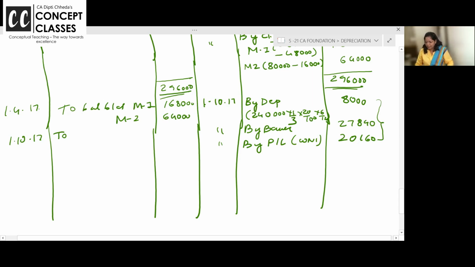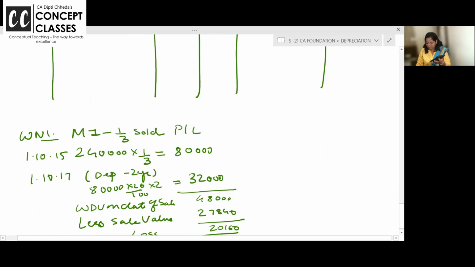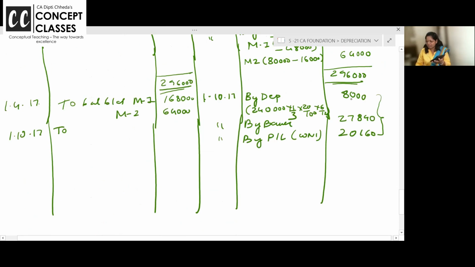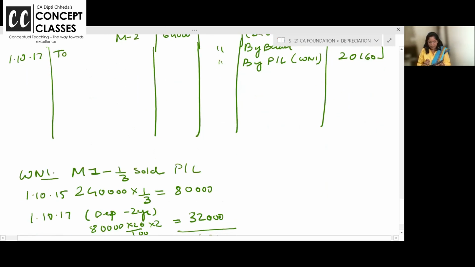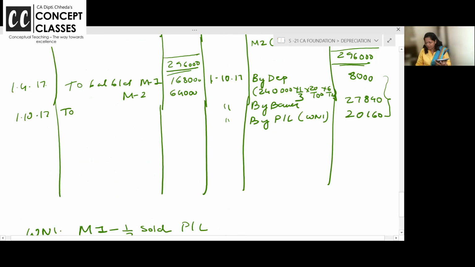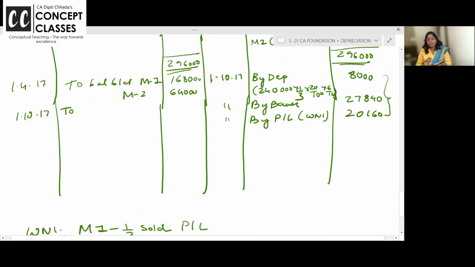Right. Just do this total. Pick up your calculators. 8,000 plus 27,840 plus 2160. How much you are getting? 56,000. Okay. That 56 is because you have charged 8,000 depreciation. 56 minus 8,000 you do correctly. 48,000 you are getting. What is the WDV on the sale? Okay. 8,000 depreciation is already included in this 32. So the story of asset which is sold is over.